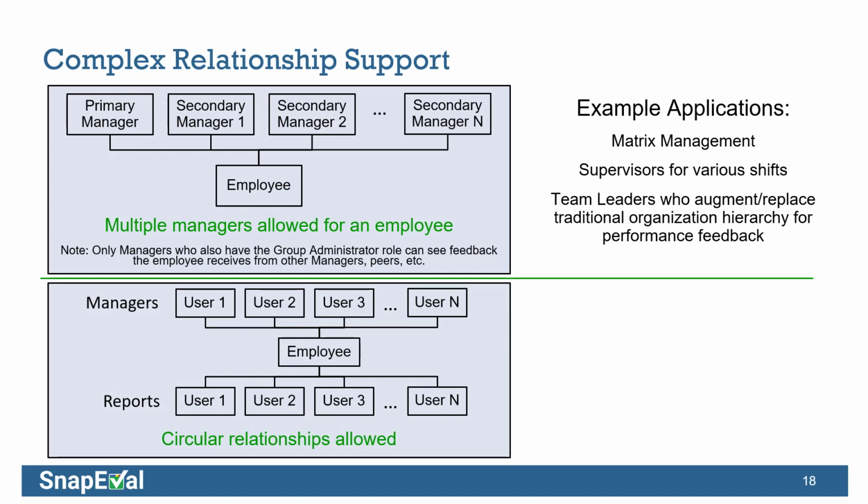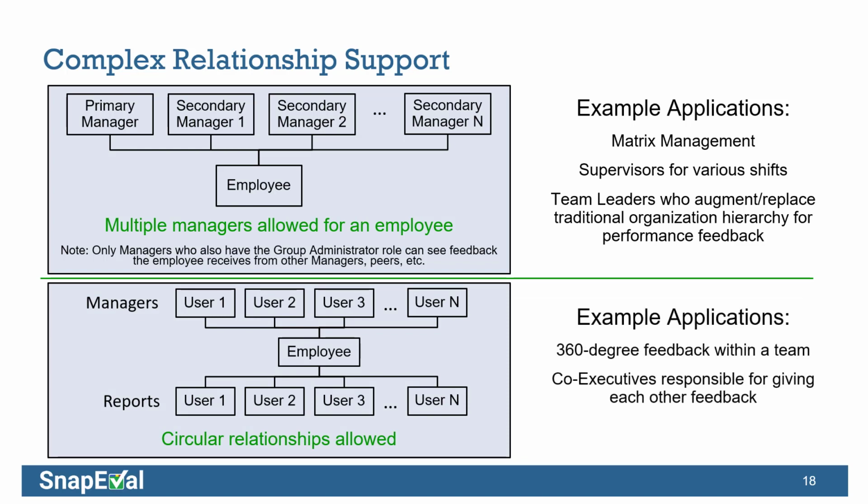Another example would be that we allow what are called circular relationships. So what that means is you can have the same individual be both a manager for you and a direct report to you. In other words, they're both like your manager and a subordinate to you. Like you see, user one here is both a manager and a report to the employee. Now you might say, well, where does that come into play? Well, it comes into play in a couple different areas.